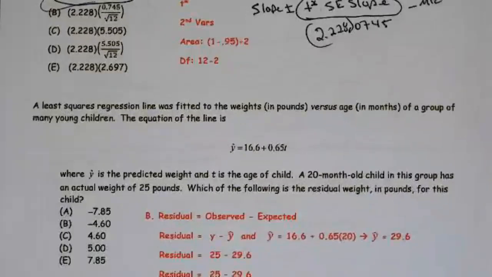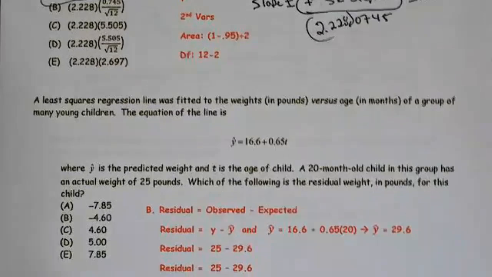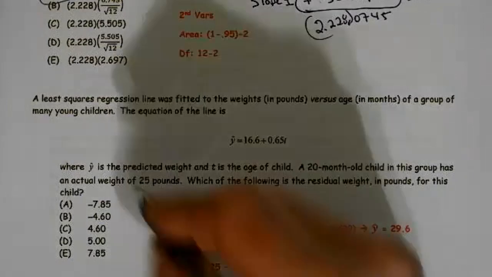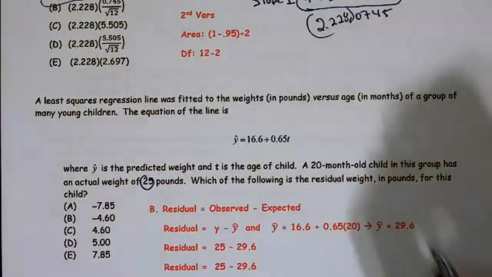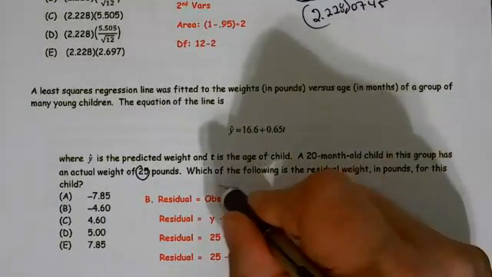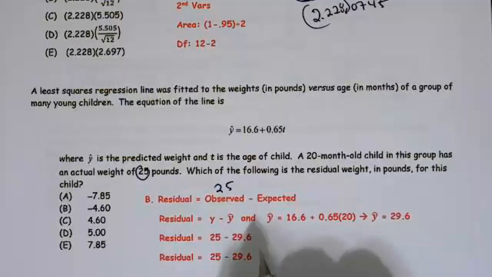A least squares regression line was fitted to the weights in pounds. All right, the equation is this. Which of the following is the residual in pounds for this child? The actual baby weighed 25 pounds. Okay, so residual equals observed minus expected. Well, we observed 25.